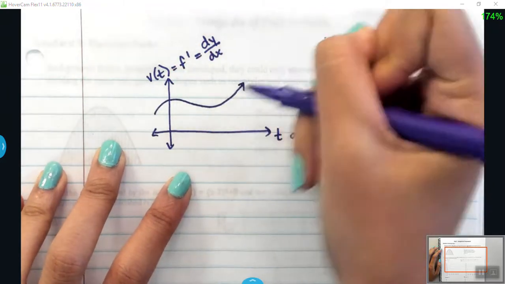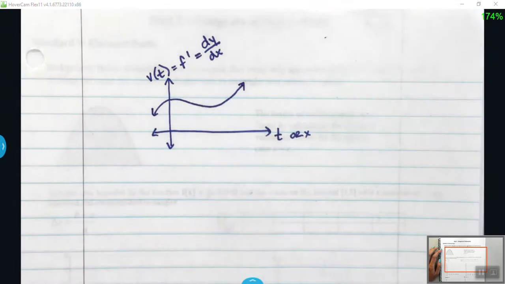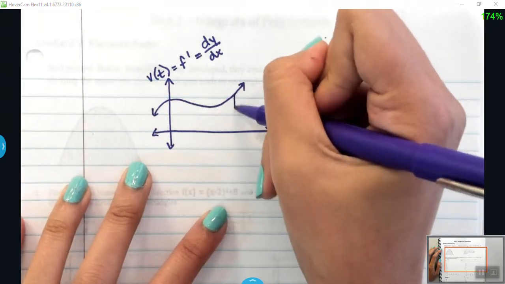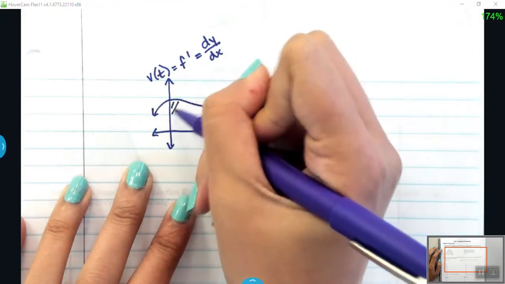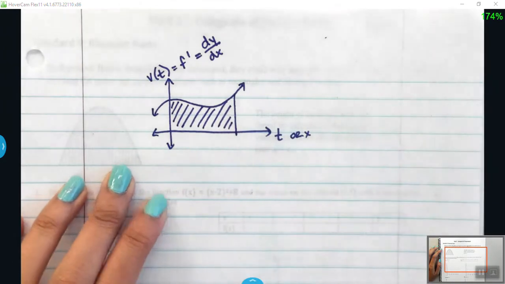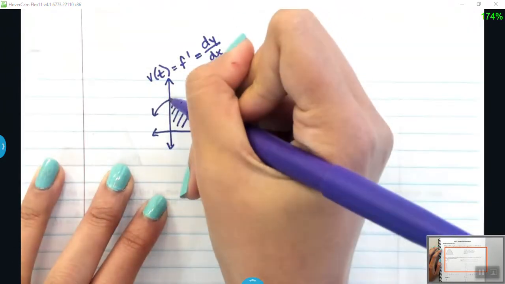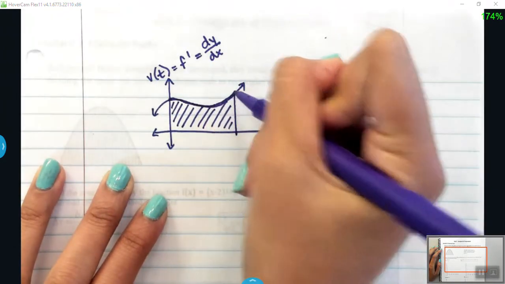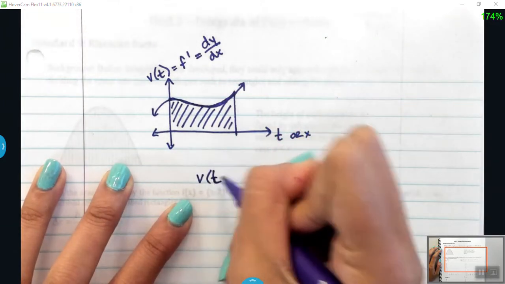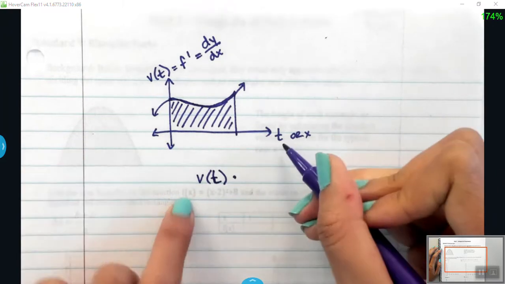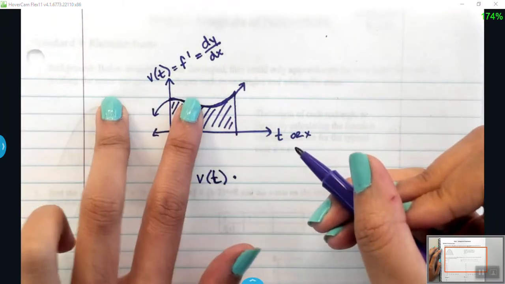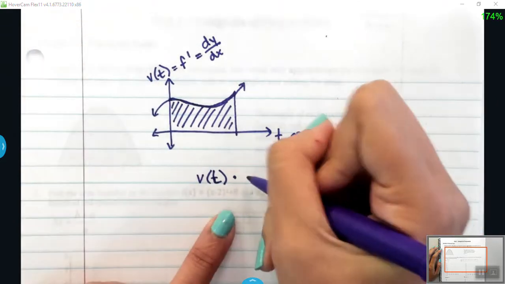Okay, so let's say we've got this velocity graph right here, okay? Now, if I find the area under this curve, if I find all of this area down here, then I will be multiplying the height, or the velocity, times my time, right? That's how I find area. Base times height, right? Times time.